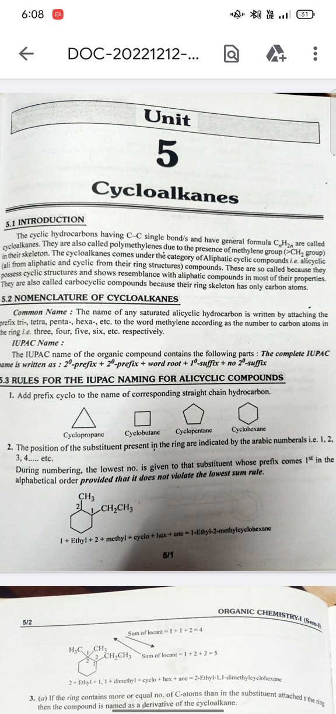Number 1. Add prefix cyclo to the name of the corresponding straight chain hydrocarbon. Number 2. The positions of the substituents present in the ring are indicated by Arabic numerals, that is 1, 2, 3, 4, etc. During numbering, the lowest number is given to that substituent whose prefix comes first in the alphabetical order, provided that it does not violate the lowest set rule.